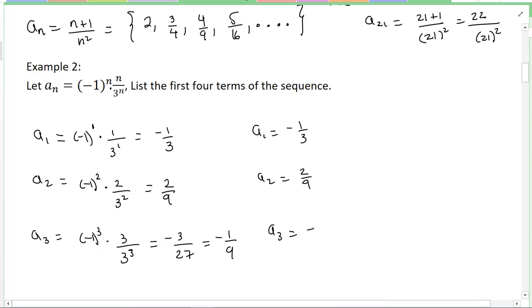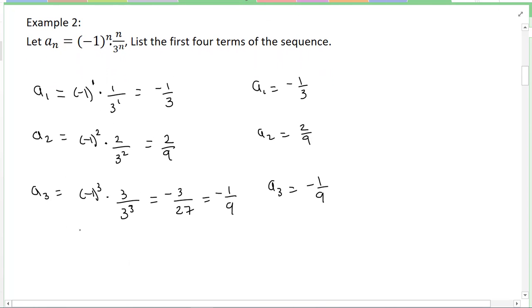So a sub 3 is negative 1/9. So notice how it's then alternating. So this is what's called an alternating sequence. And so lastly, when n is 4, that means n is 4.